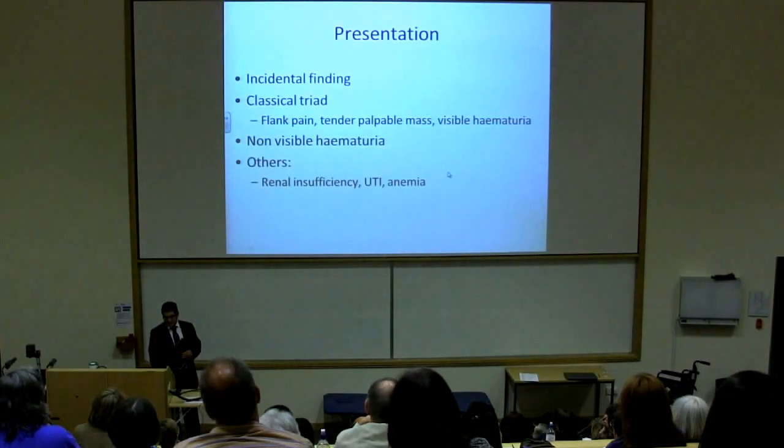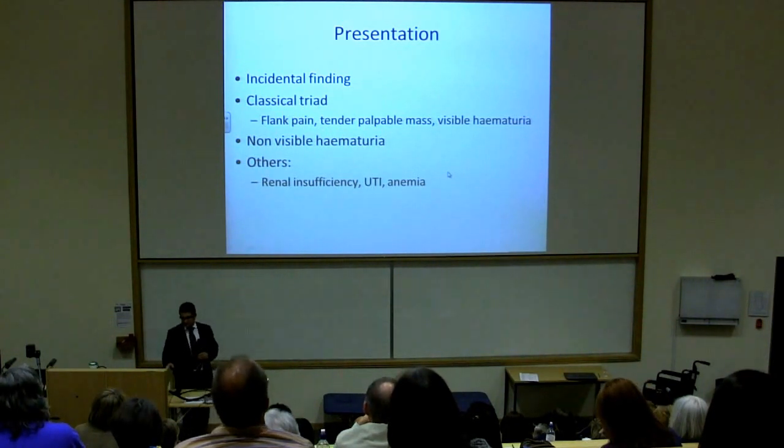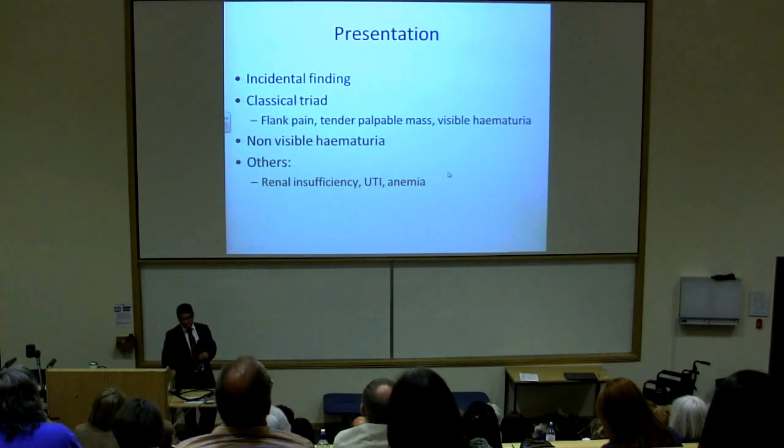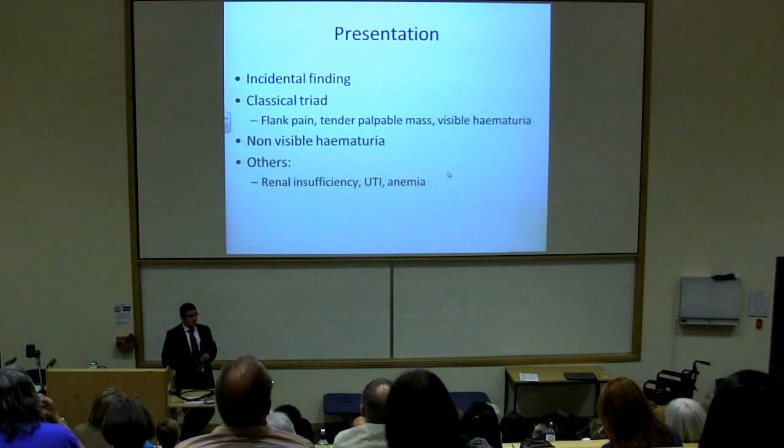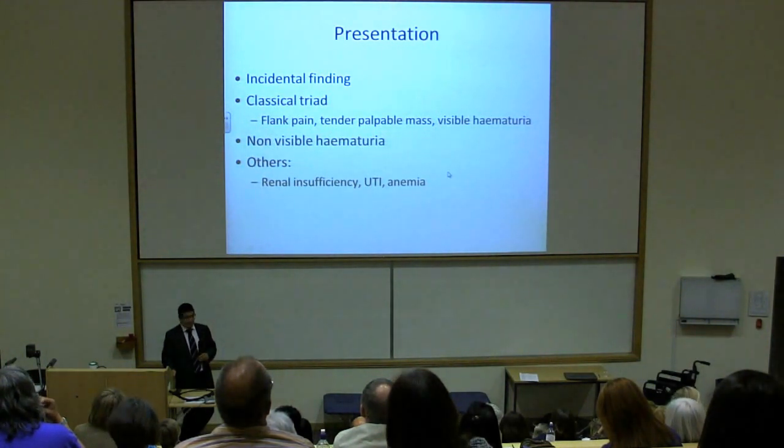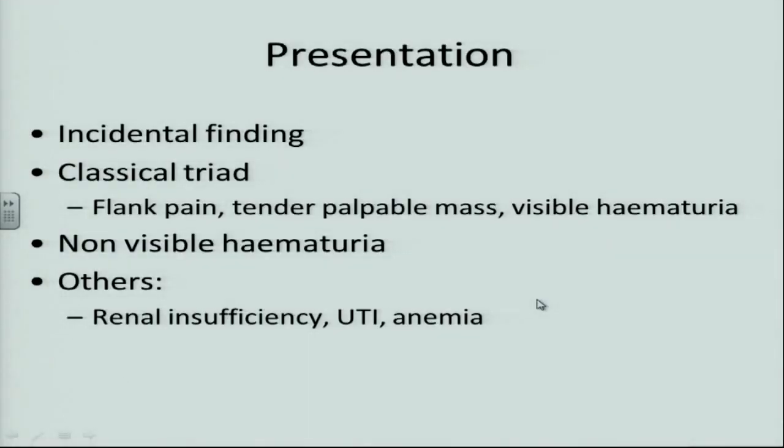There is supposed to be a classic triad, and my next slide has got it, of flank pain, a tender palpable mass, and blood in the urine. That's hematuria, blood in the urine. And that's not uncommon. Almost 60% present with this, but that's usually a very big AML. It has to be quite big before you can start feeling it.